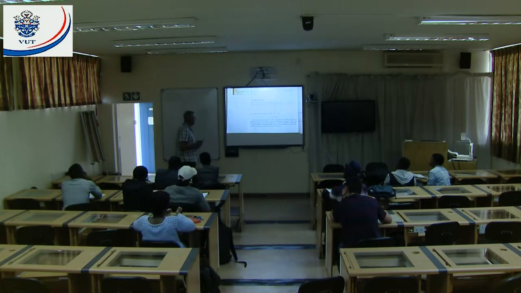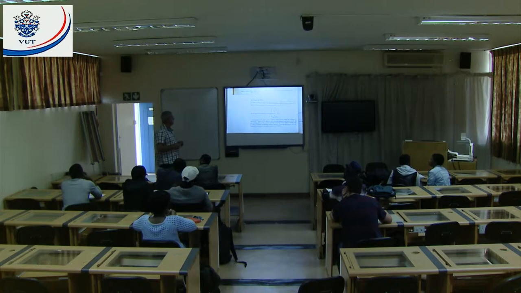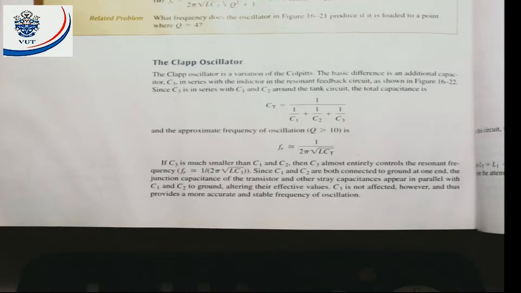They state there, if C3 is much smaller than C1 and C2, and C3 almost entirely controls the resonant frequency, FR is equal to 1 upon 2 pi square root of L times C3. Since C1 and C2 are both connected to ground at one end, the junction capacitance of the transistor and other stray capacitance appear in parallel with C1 and C2 to ground, altering the effective values. C3 is not affected, however, and thus provides a more accurate and stable frequency of oscillation.